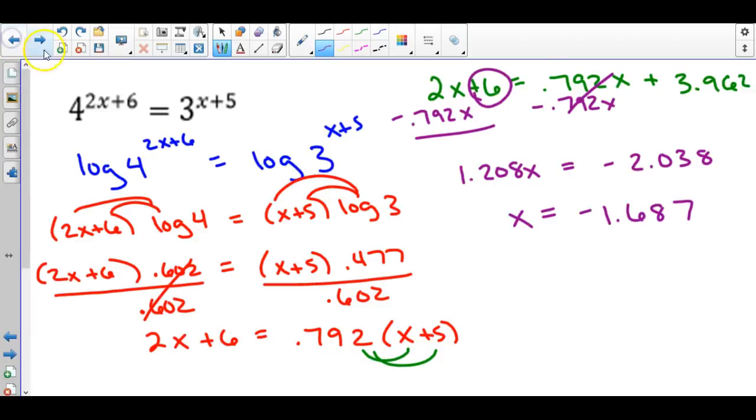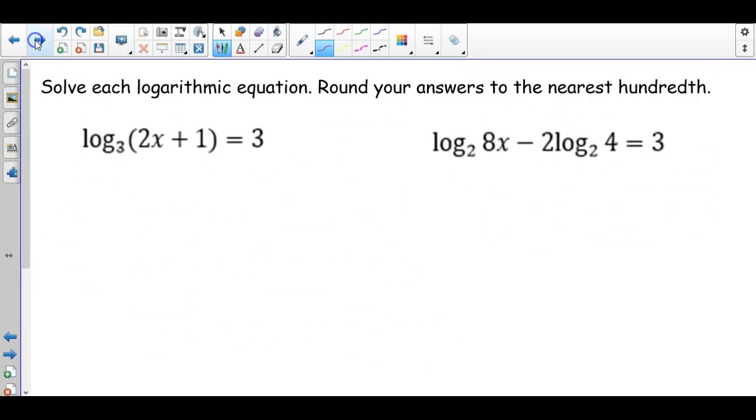And this is actually the same example. We're going to end up solving this by graphing in a little bit, and we're going to get this same answer in the calculator. These ones, to solve these log equations and round to the nearest hundredth, what we're going to do is write these in exponential form. So this 3 is my base number, this 3 would be my exponent.